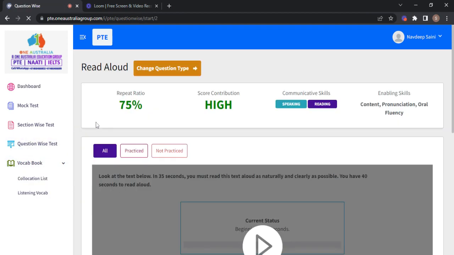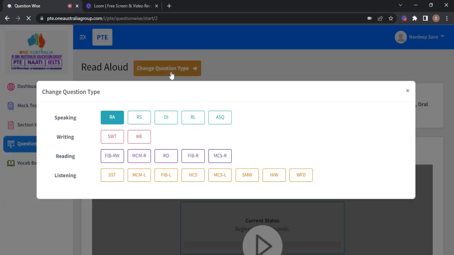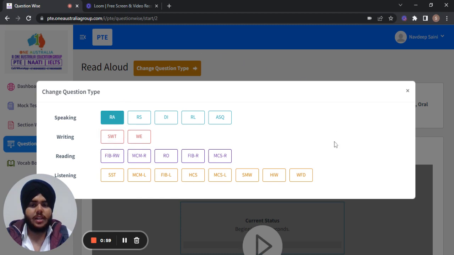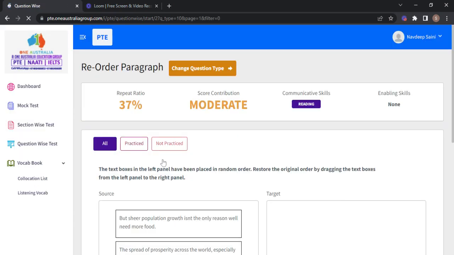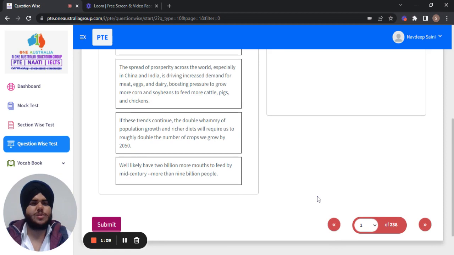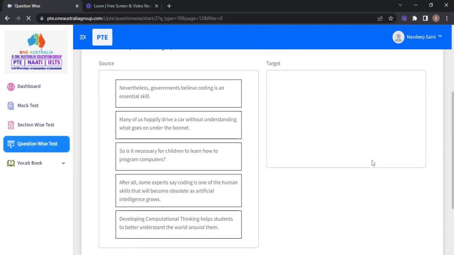So let's start with the question wise test. These are all the question types that there are in a PTE exam. Today we are going to do reorder paragraphs. Let's not start with the first one. Let's start with something random, so let's go with number 12.